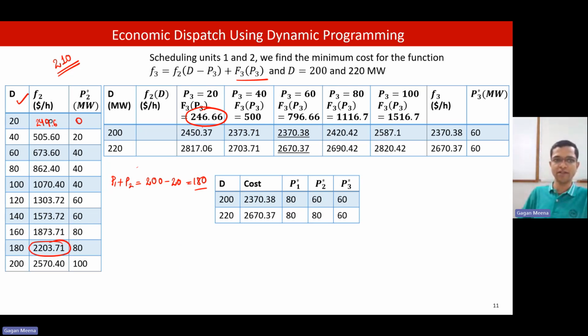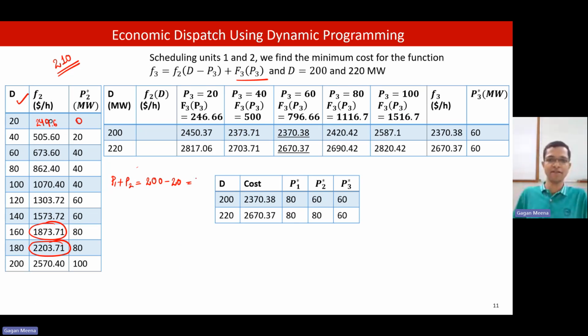2203.71 plus 246. You will get 2450.37. This is the one combination possible. The second combination is P3 is 40 and P1 plus P2 is 160. The cost is here. Add these two values, 500 and this, you will get 2373.